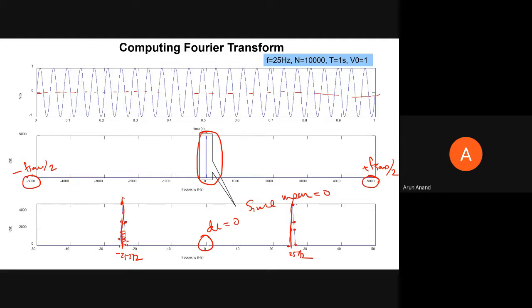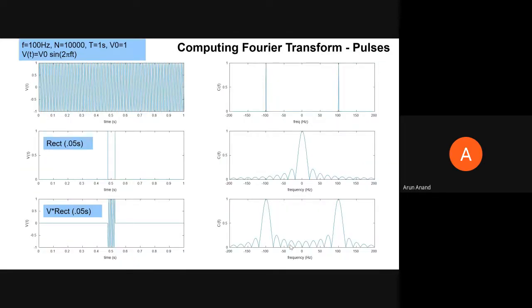Instead of a single point at 25 hertz, we are getting multiple points. That should not have been there. So let us see why it happens. So the first plot is a sinusoidal wave at 100 hertz. This is basically a sine wave at 100 hertz.